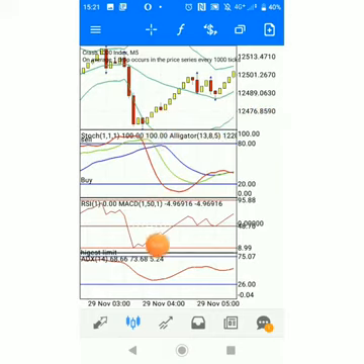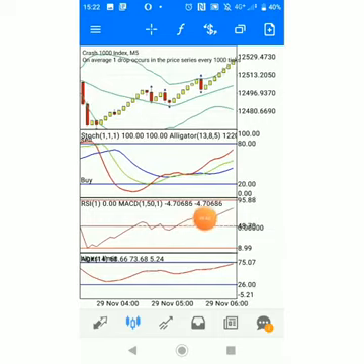So when it got to this level, it started going back up. And you notice that at 48.70 the market was having some indecision, until it started going back up again.